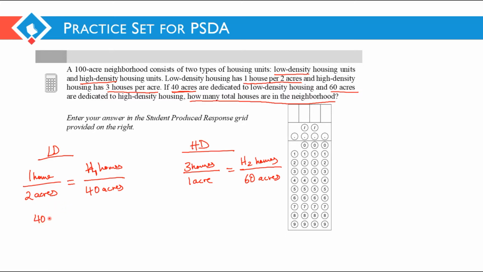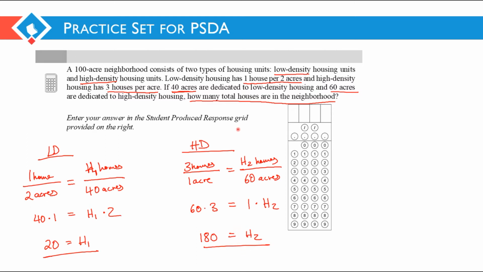So now 40 times 1 is equal to H sub 1 times 2. We divide both sides by 2, and we will get 20 homes. 20 is equal to the number of homes in low density housing. So that's part of our answer. And here we do the same thing. 60 times 3 is equal to 1 times H2. And in this case, we get 180 is equal to H2. So that's the other part of our answer.